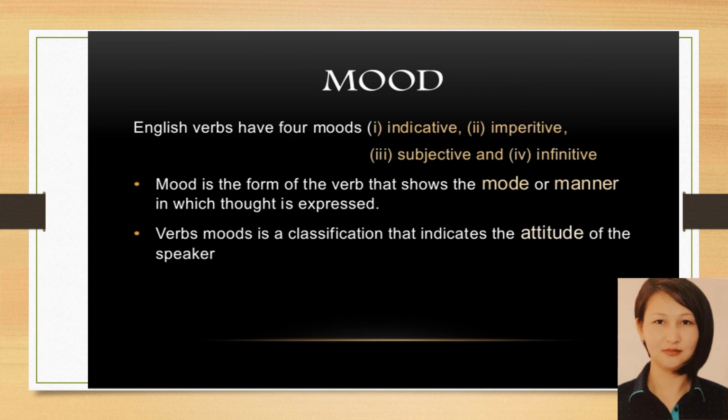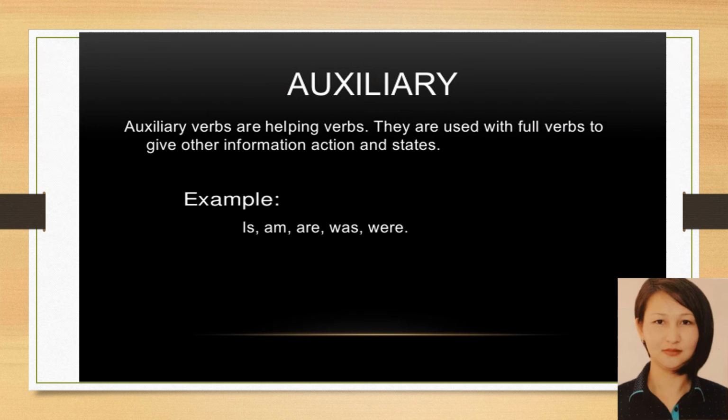English verbs have four moods: indicative, imperative, subjunctive, and infinitive. Mood is the form of the verb that shows the mode or manner in which thought is expressed. Verbs' moods is a classification that indicates the attitude of the speaker. Auxiliary. Auxiliary verbs are helping verbs. They are used with full verbs, give other information, action, and states. For example, is, am, are, was, were.